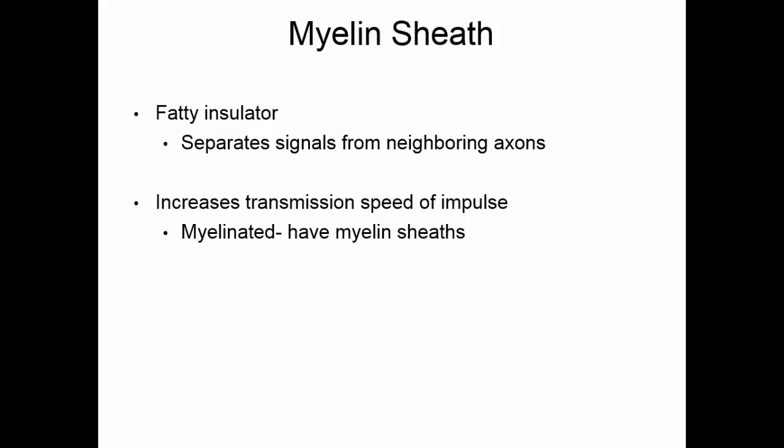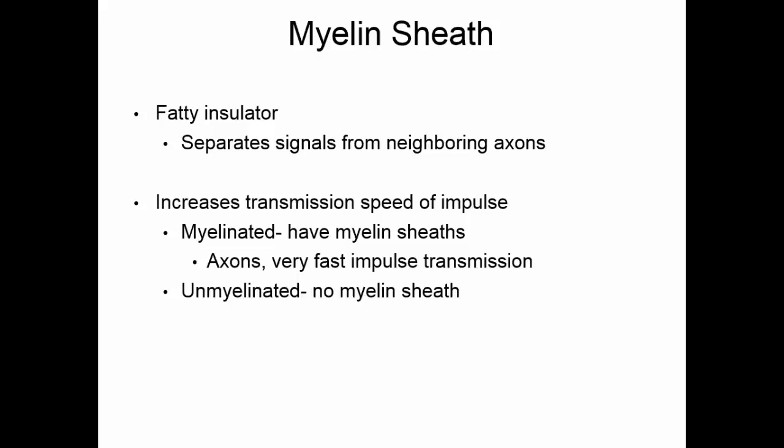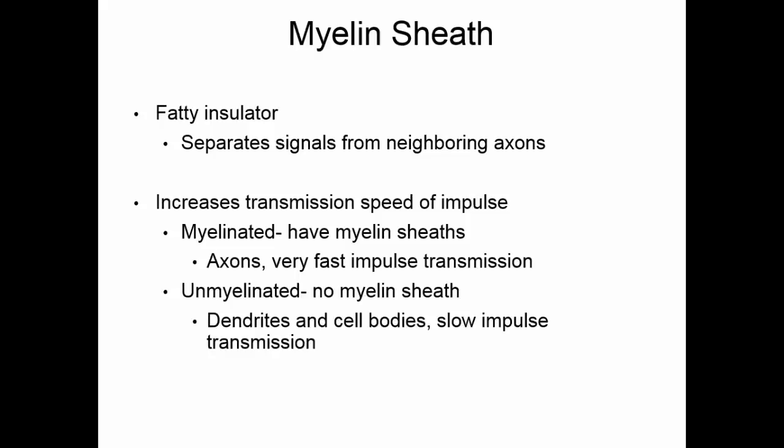If we say a nerve is myelinated, they have myelin sheaths. Axons are myelinated and have very fast impulse transmission. Unmyelinated fibers do not have a myelin sheath. Dendrites and cell bodies are unmyelinated, so they have very slow impulse transmission. There are a few small axons in the central nervous system that are also unmyelinated.